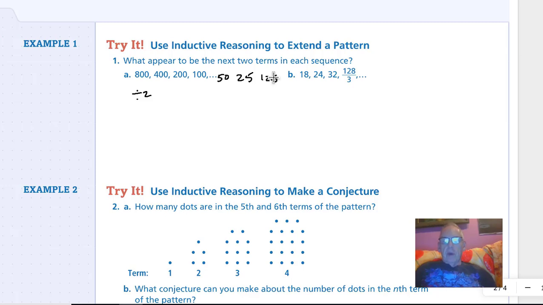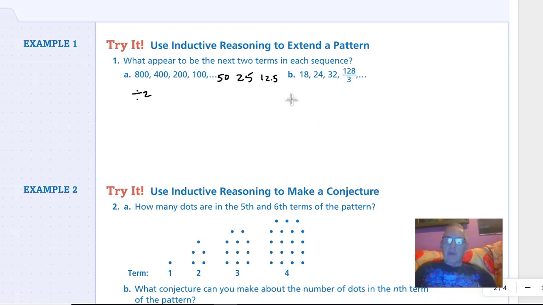Looking at number 1B, this one is a little bit different. In looking at this, I see that 1/3 of 18 is 6. If I add that to 18, I get 24. 1/3 of 24 is 8. If I add that to 24, I get 32. 1/3 of 32 is a number that when I add it to 32 gives me 128 over 3.